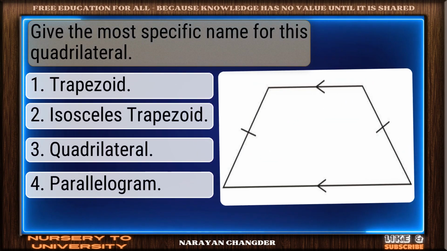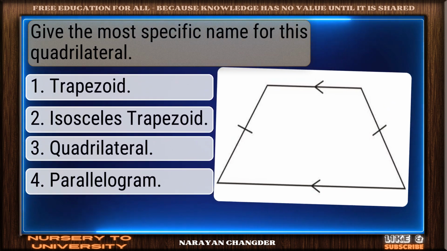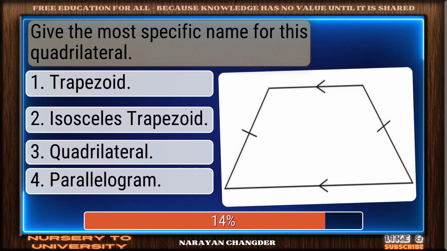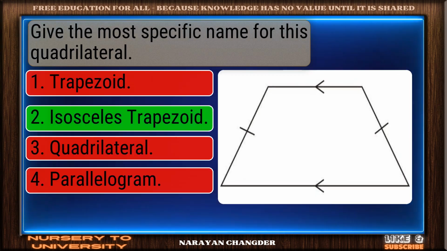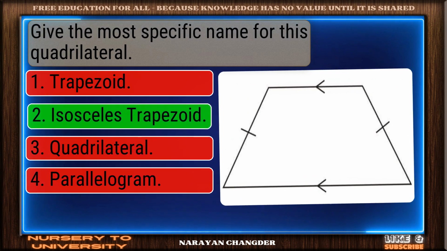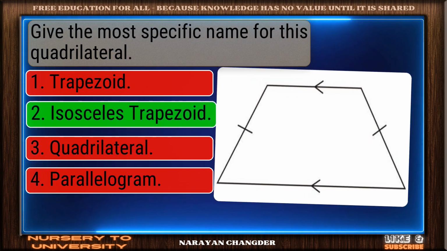Question number 21. Give the most specific name for this quadrilateral. On track. Isosceles trapezoid is the correct answer.